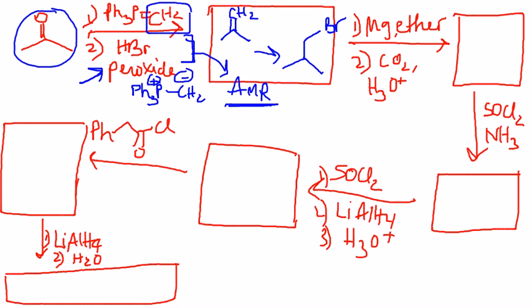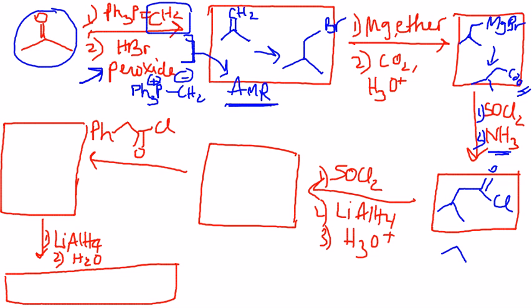So now that we have an alkyl halide, presence of magnesium, that should give you the corresponding Grignard reagent. And when you bubble CO2 through that, that will give you the corresponding carboxylic acid, COOH. Thionyl chloride is going to give you the corresponding acid chloride, and then quenching it with ammonia is going to give you an NH2. So that's the final product here.